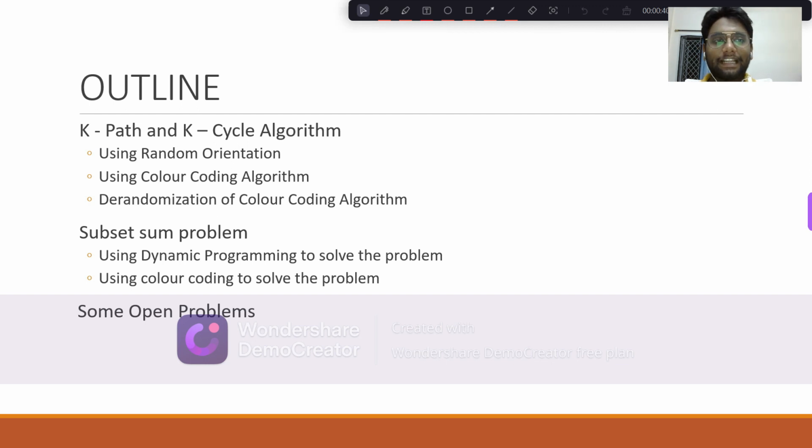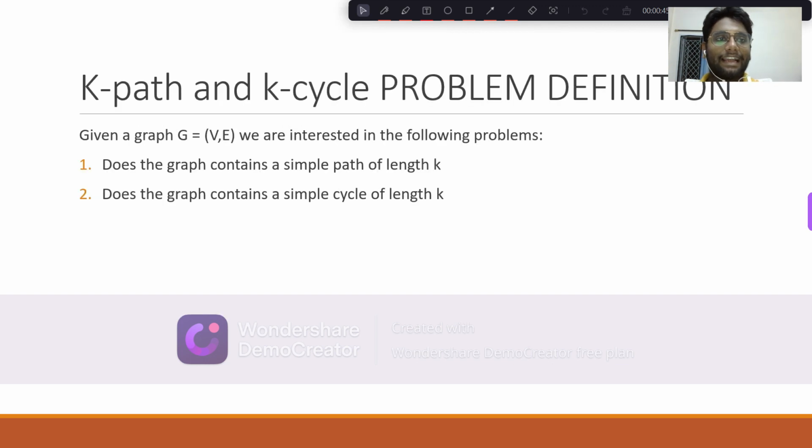The k-path and k-cycle problem is NP-hard, and it is quite simple when written on paper, but solving it has proven to be difficult. But color coding has given us a very nice solution, which is quite feasible also. So let's go to the problem definition of the k-path and k-cycle problem.